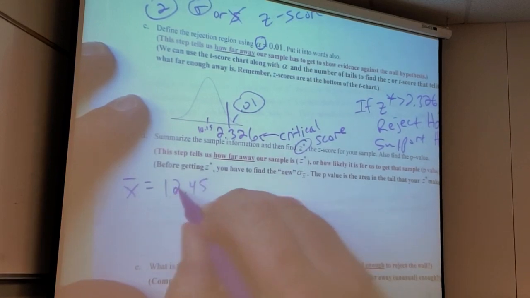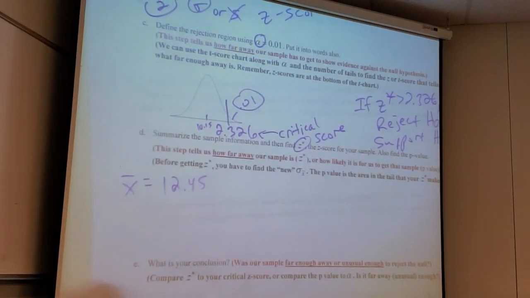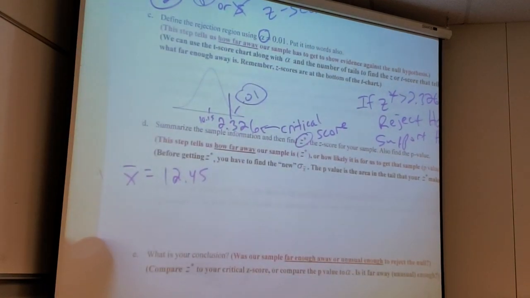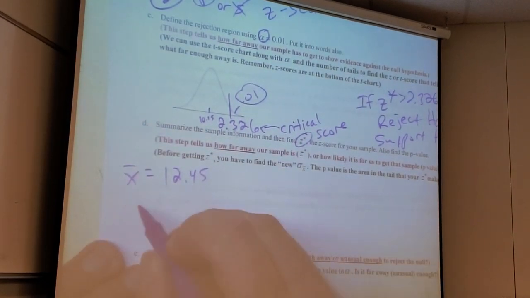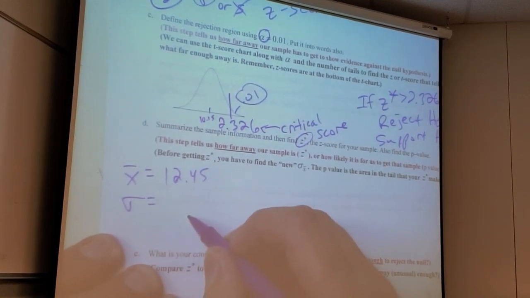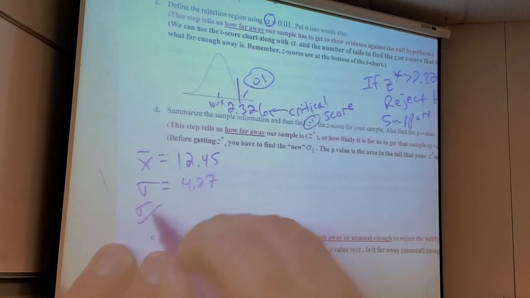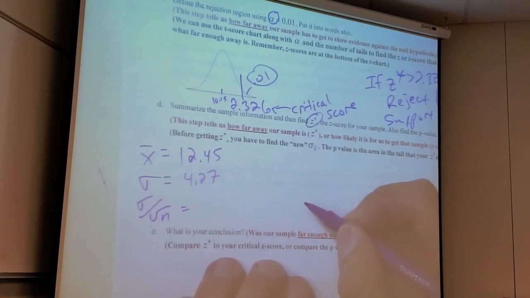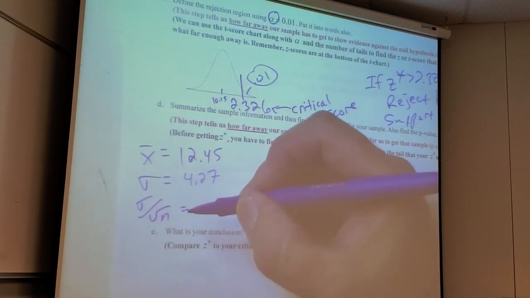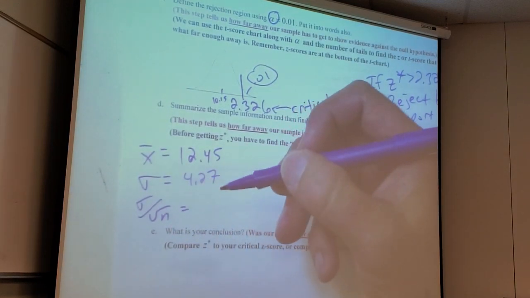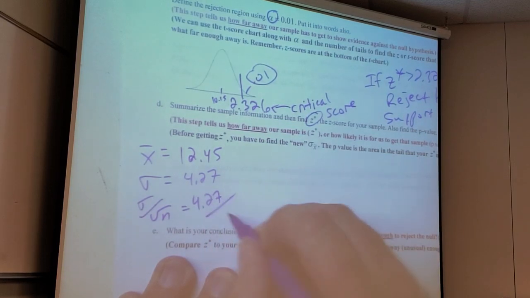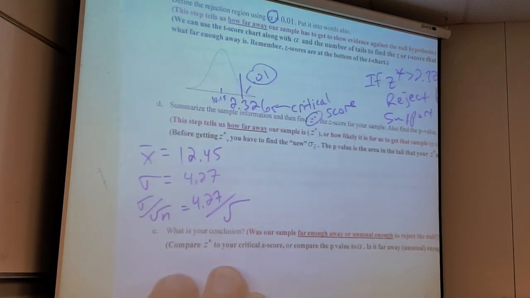Does everybody agree? Okay, because Edmundo and I could both go insane. You never know. So we've got to make sure we're not, hopefully. What's sigma? 4.27. I love it. Make sure you can find that. What is the new standard deviation? And why do I have to do that? Because this is all about sample means, and I took a sample. So 4.27 divided by the square root of 41.